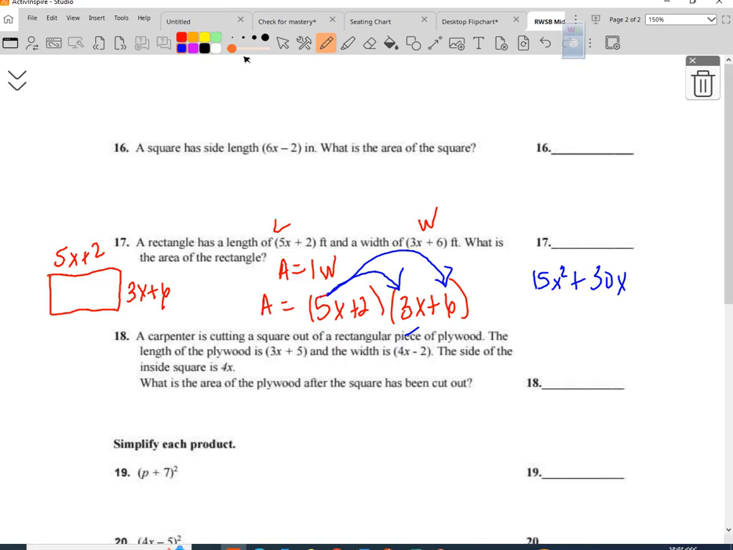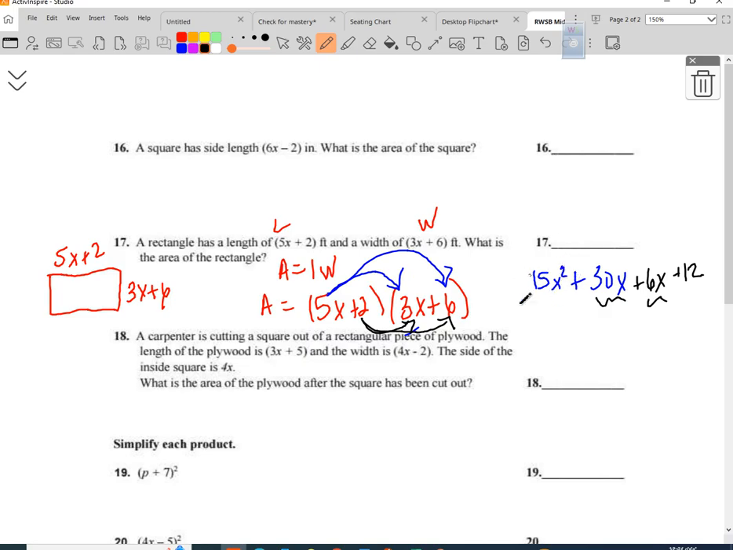So now we're going to do the same, but with the other number in that binomial. So 2 times 3x, that's going to be 6x. And 2 times 6, which is 12. This cannot be my final answer because I have like terms. Remember, same variable with the same exponents. I've got to combine those.